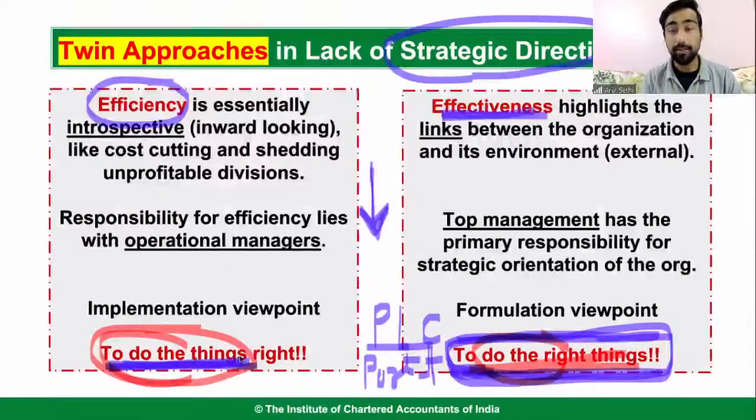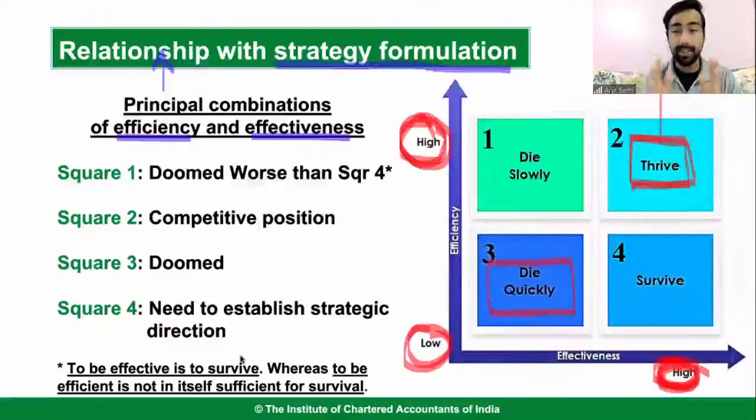Efficiency means to do the things right. सही तरीके से करना is efficiency. सही चीज करना is effectiveness. Okay, if you can understand in Hindi, effectiveness is सही चीज करना, efficiency सही तरीके से करना. So if you know what is the right thing to do, that is high, but you do it in the wrong way, you will die quickly, right?